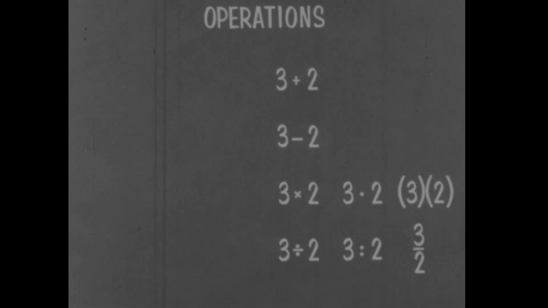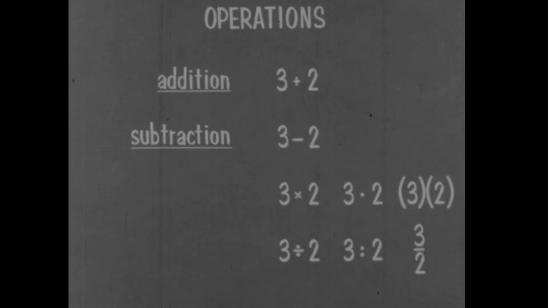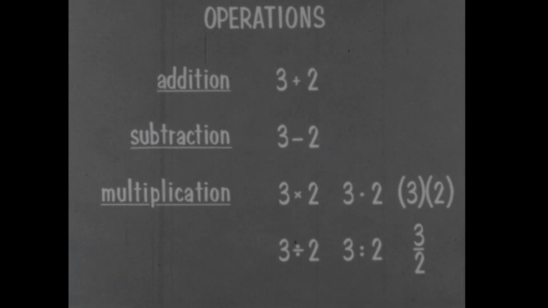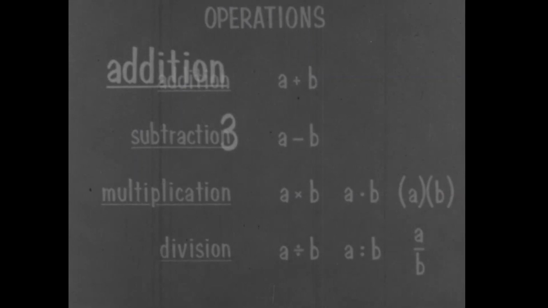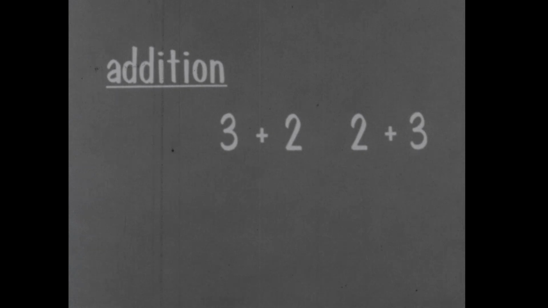In arithmetic, we know how to show the basic operations of addition, subtraction, multiplication, and division. Using letters, we show these operations in much the same way. For example, in a problem in addition, we show that to the number 3, we add the number 2 with a plus sign. As we know, this may also be written in reverse order, 2 plus 3. In either order, the sum is equal to the same number, 5.